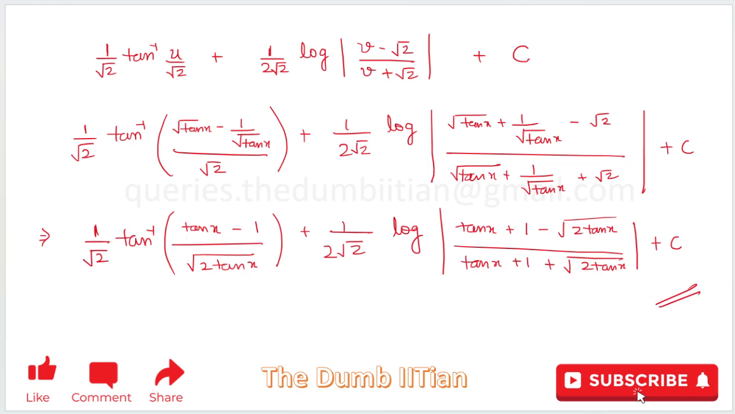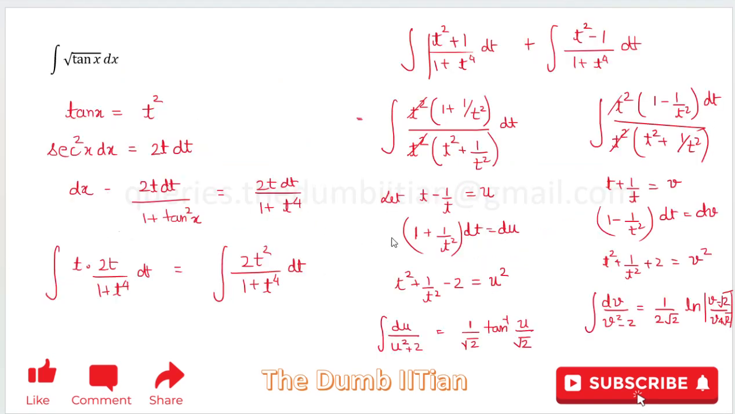So it's a lengthy question, and there are some non-obvious steps. Again, repeating it, putting tan x equal to t square is still obvious, but writing 2t square as t square plus 1 and t square minus 1 is pretty non-obvious. So we have to be very, very careful here.